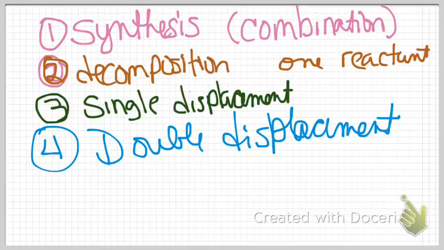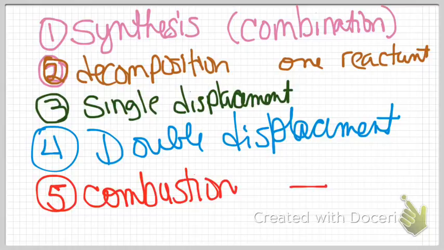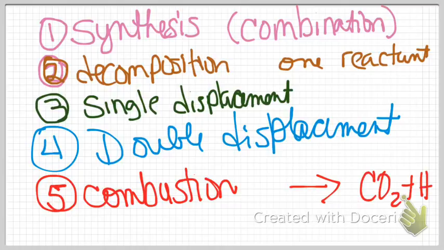And lastly, you have combustion, burning. Always the exact same 2 products. Always. If it's complete combustion, which we hope it is, on the product side it's always going to be CO2 and H2O. Okay? And it's always going to be some hydrocarbon and oxygen on the left. Alrighty.